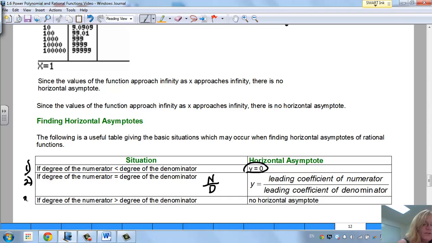And the third case is if the degree of the numerator is greater, then there is no horizontal asymptote. So you don't have to have one. And we're going to practice some so you'll see how this works.